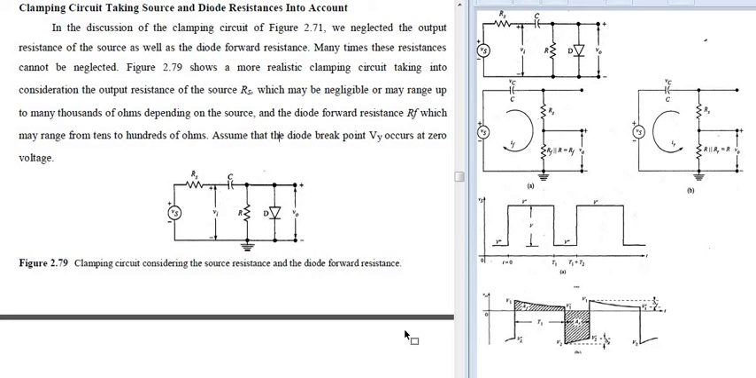So as to not have any kind of confusion, I have taken a window where I have collected all the figures. Okay, the very first figure gives you the clamping circuit, in which you are taking into consideration your source resistance. This is the source resistance that we are considering, as well as your diode resistance. These two resistances we are taking into account for your clamping circuit.